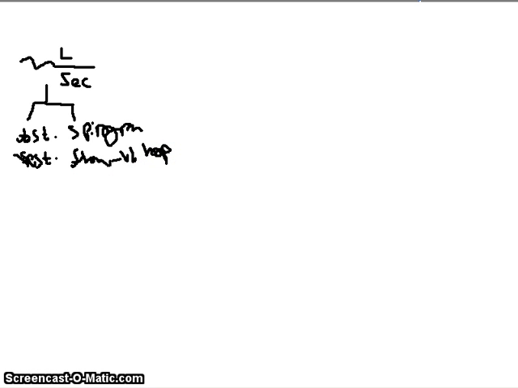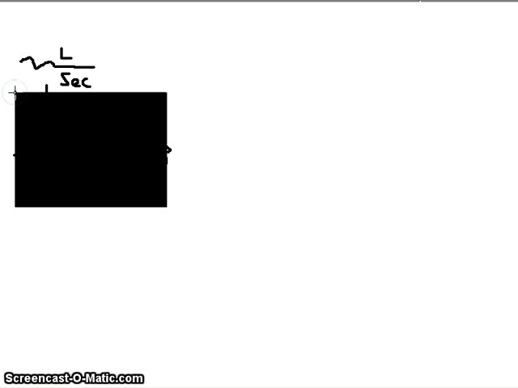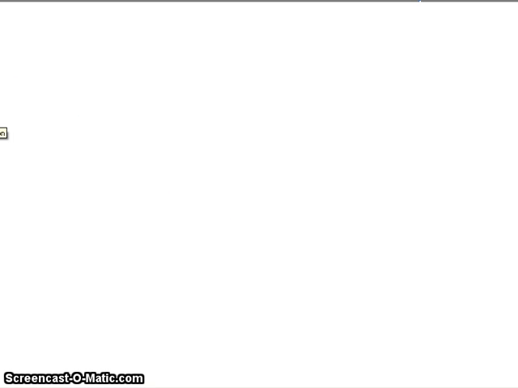Alright, so now you're wondering what a flow volume loop is and what a spirogram is. Let's first talk about the spirogram. The spirogram is a representation of volume against time. The volume is in liters, the time is in seconds.